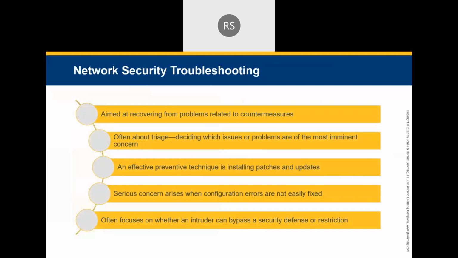Some other network security troubleshooting we're going to talk about is the recovery from countermeasure problems. Network security troubleshooting aims to recover from issues related to security countermeasures. This involves identifying and resolving problems with security measures such as your firewalls, IDSs, and encryption protocols. Troubleshooting also often involves triage, which is determining the issues or problems of most immediate concern. By prioritizing troubleshooting efforts, this helps address critical security issues promptly and effectively.